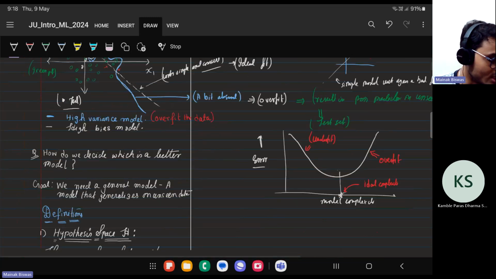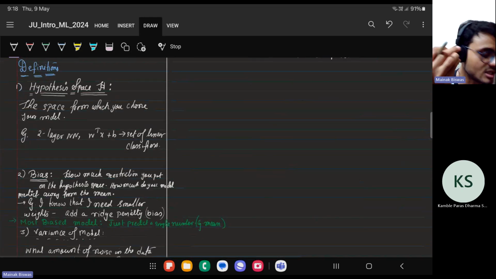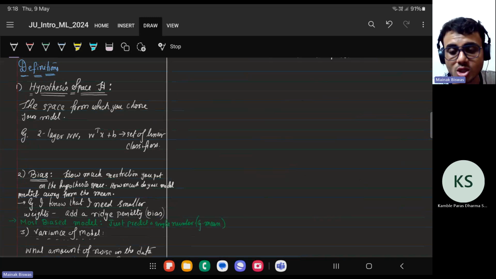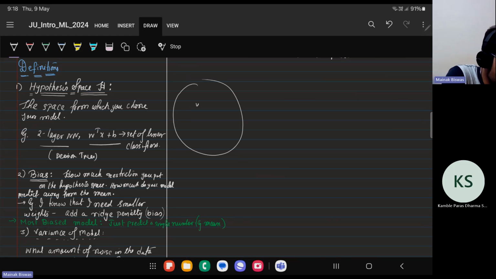The first terminology that we define is the hypothesis space, H. The hypothesis space is a class of functions that you choose, or the algorithm that you choose. For example, two-layer neural networks, a linear regression model, a neural network, or decision trees. All these are the hypothesis space. So all W transpose X, this is nothing but W space. All this W, you're going to pick a specific W, right? This W star you will pick.